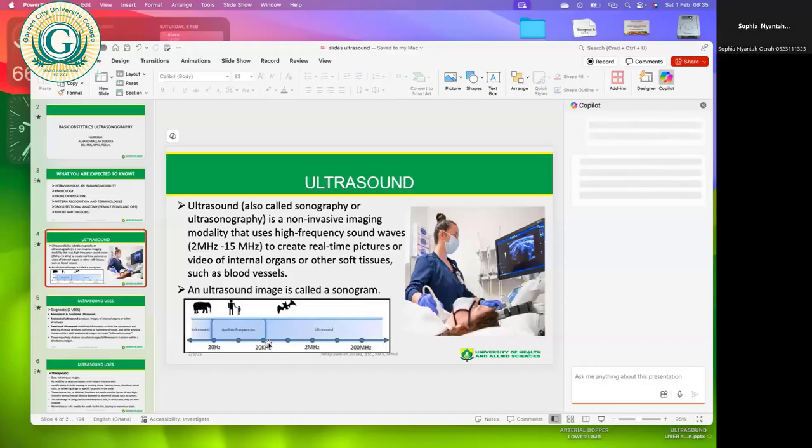So when we say ultrasound, it is sound wave of frequency above 20 kilohertz. Okay, above 20 kilohertz. But you should note that the medically used ones for diagnostics are between 2 megahertz to about 50 megahertz. For therapeutic purposes, we go way above the 15 megahertz.